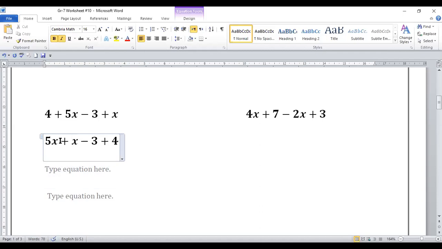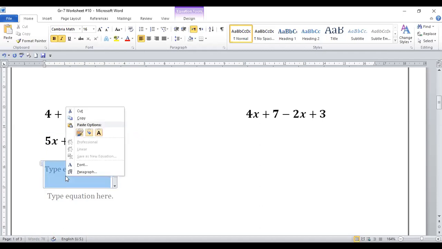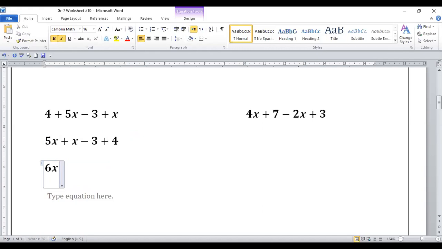Okay, now 5x plus x. Remember the invisible 1? So 5 plus 1 will give us 6x. Okay, 6x. And then -3 plus 4.